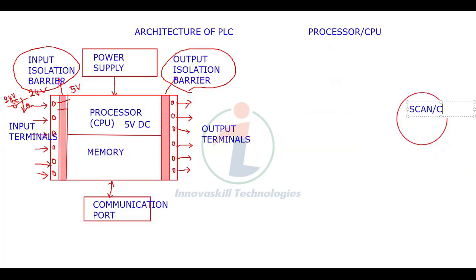It will scan, or it will check the input, that is from which terminal that 5 volt is received. After checking it, for example from first terminal or from second terminal, from third terminal, like that it is received, based on that only we will be doing the program. For example, if first terminal is activated, I have to activate some output, based on that we will be doing the program.